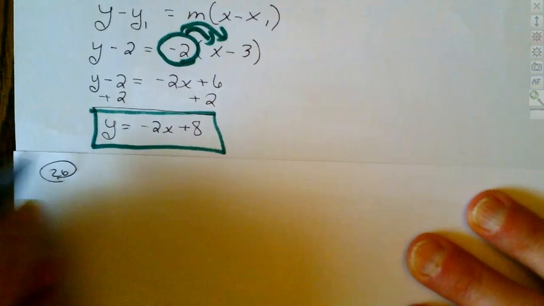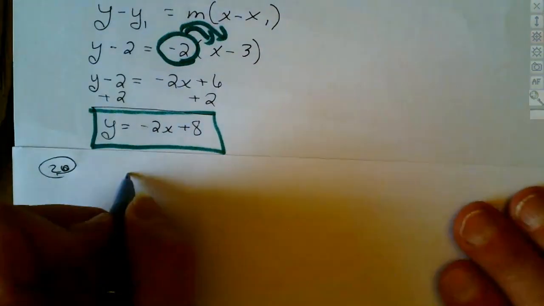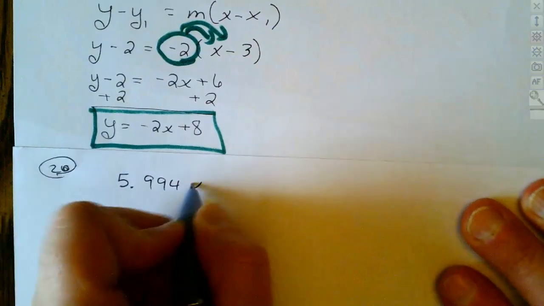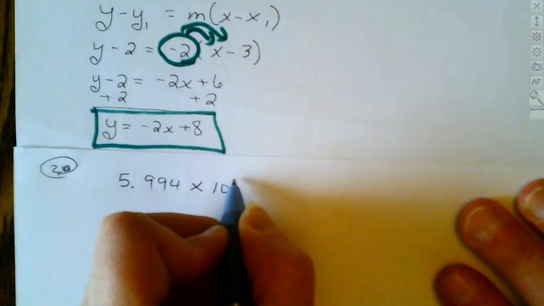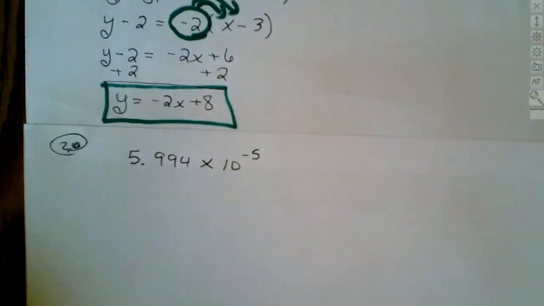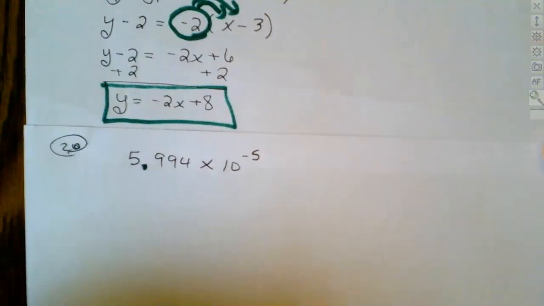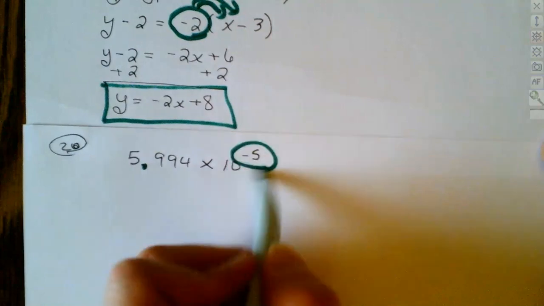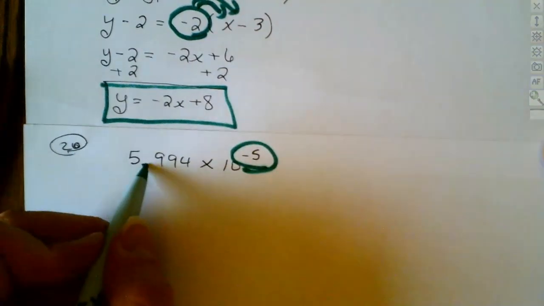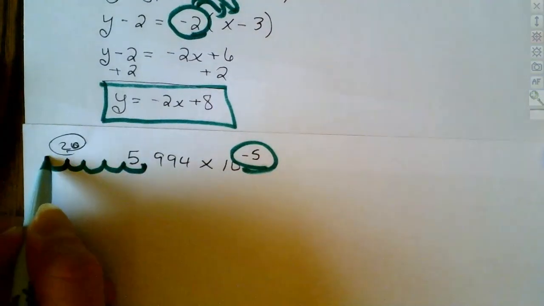So question 20, we've got this. We want to write this in standard notation. We've got 5.994 times 10 to the negative 5th power. Now, we want to rewrite this in standard notation. So first, we find our decimal point here. And this is a negative, so we're going to be moving it to the left. And so we're going to go 1, 2, 3, 4, 5 places.